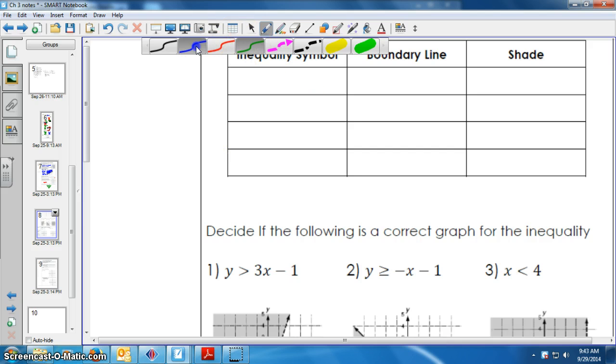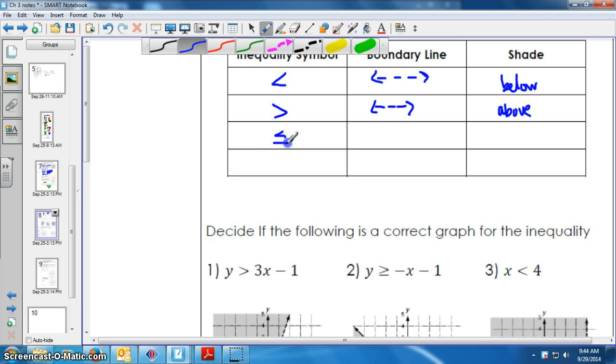All right, so we already kind of talked about the inequality symbols and what they mean, but if we have something that's less than, we know it's going to be a dashed line because there's no line underneath there. And then if it's less, we would shade below. Now if it is greater than, we're still dashed, but greater means we're going to shade above.